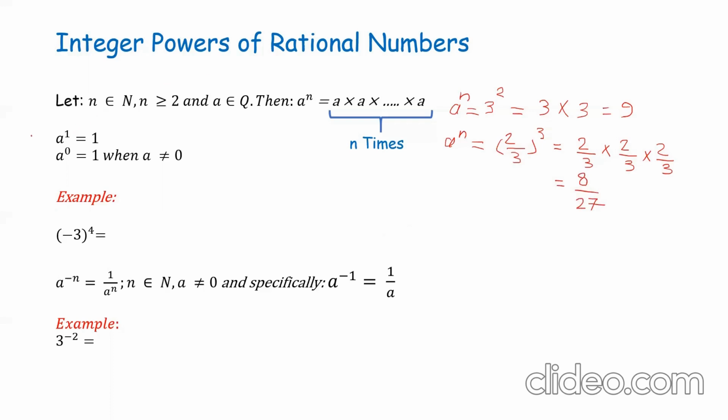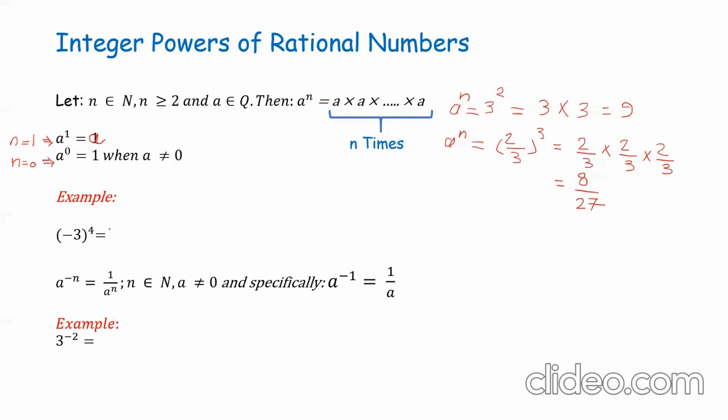We have special cases when n equals 1. This gives us a to the power of 1 equals a. Sorry, here there is a mistake. It's a. And when n equals 0, this gives a to the power of 0 equals 1, where a doesn't equal 0.